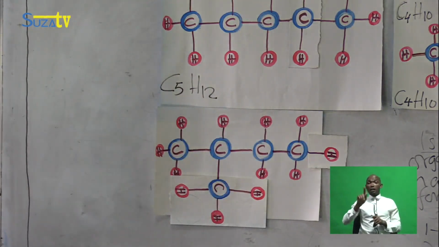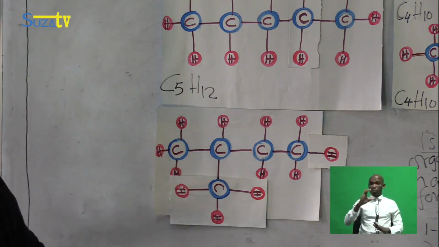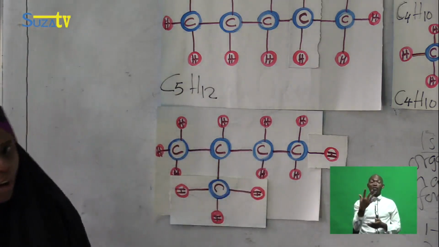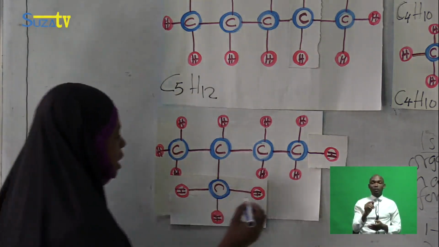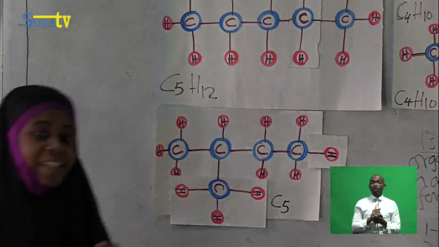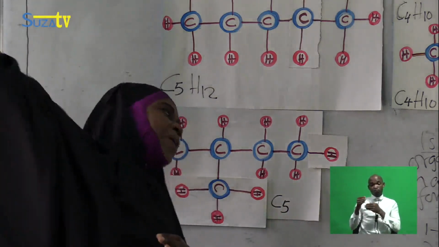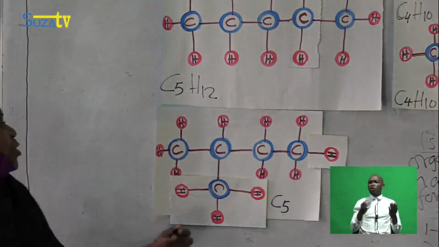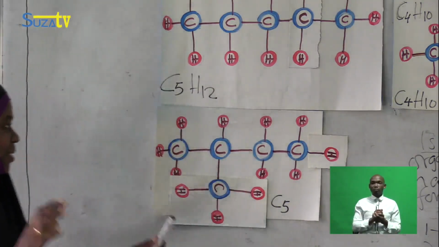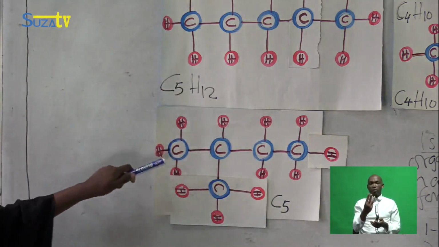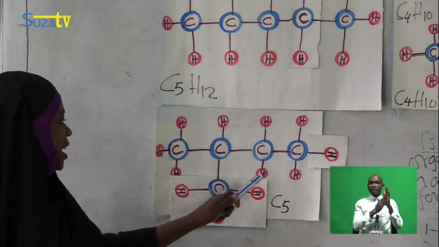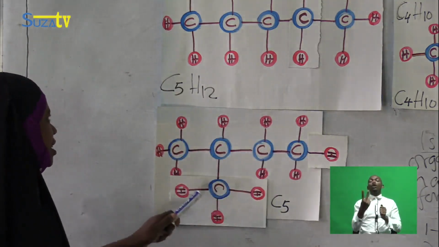Now let us count it together. Let us start with carbon. Okay? 1, 2, 3, 4, 5. There are 5 carbons. I am going to write here, C5. Okay? Bakari is getting close to being right. Let us continue with the hydrogen. Let us count the number of hydrogens. Okay? 1, 2, 3, 4, 5, 6, 7, 8, 9, 10, 11, 12.